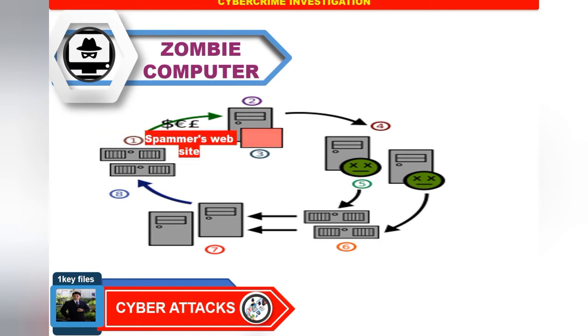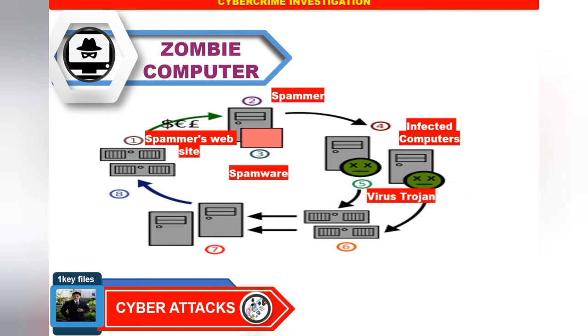It all started with the spammer's website. Then here comes the spammer that will now become the spamware that will be transferred to another computer. Now when the computer is infected with this spam, it will create a virus, which is the Trojan virus. And now this will be transferred to the user's computer through mailing, and once downloaded by the user, it will automatically download the virus and create web traffic.